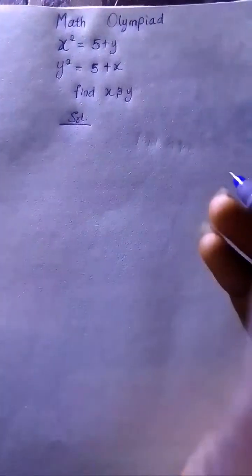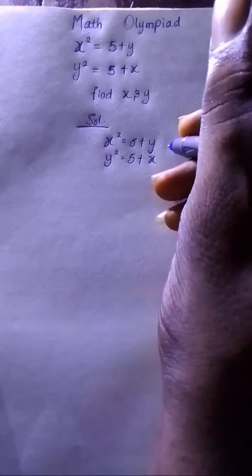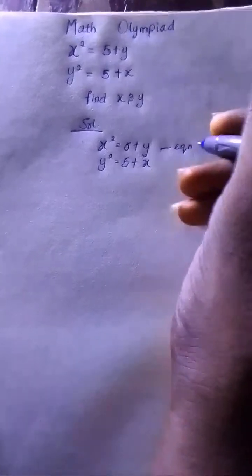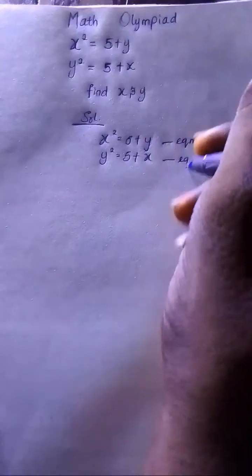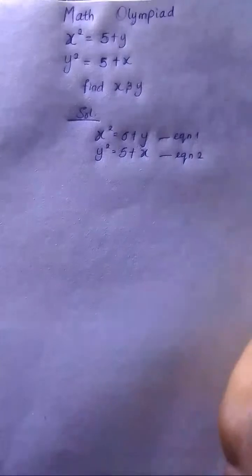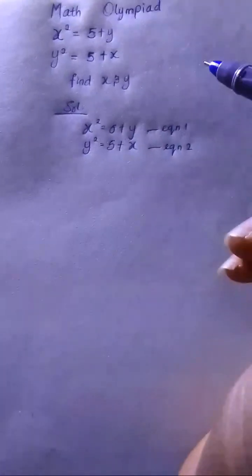Solution: we have x squared equals 5 plus y, and the second equation is y squared equals 5 plus x, right? So we can term this equation 1 and this equation 2. We have two equations here to solve. How do we solve it?